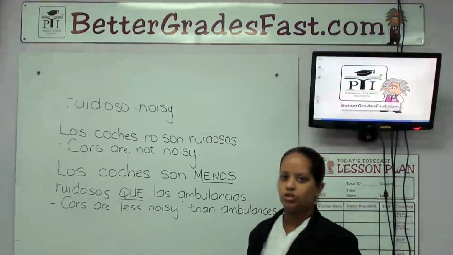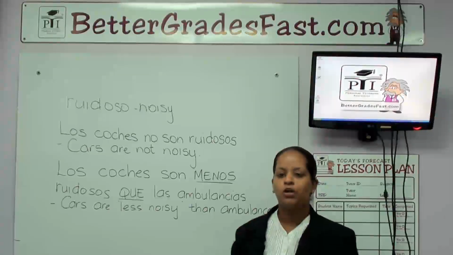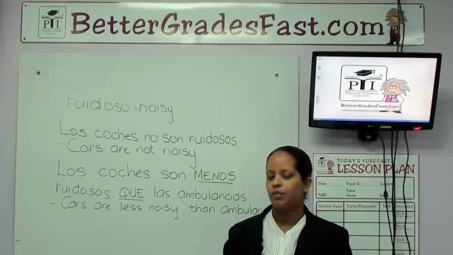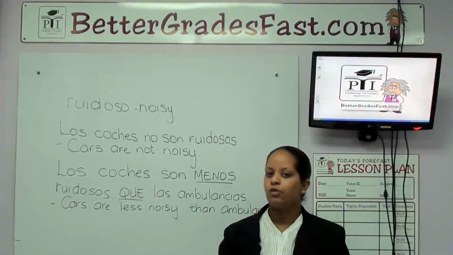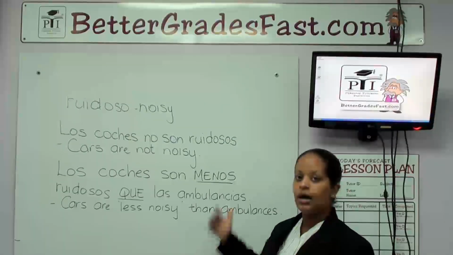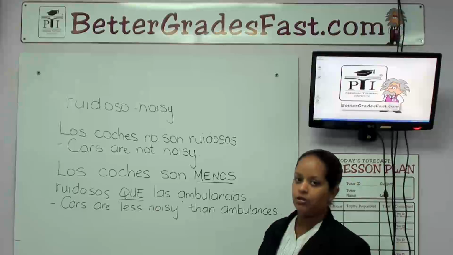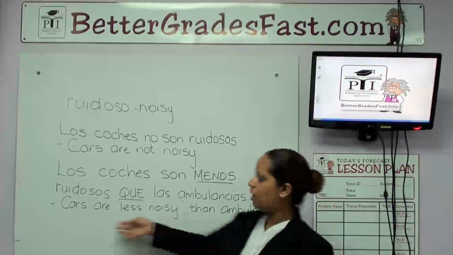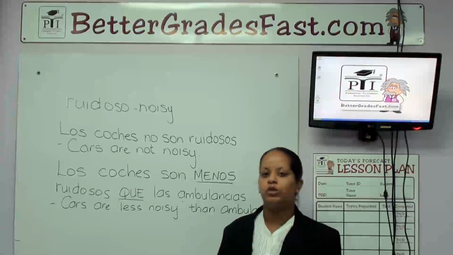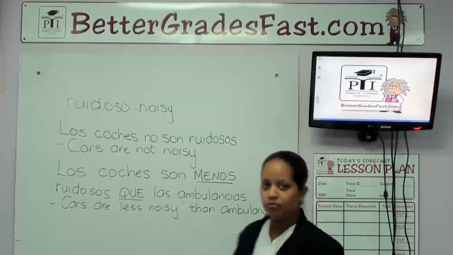Remember that this structure is only used for comparative adjectives, which means when you compare two things. I will show you further when you have to compare more than two things when we are doing superlatives. But remember that más que and menos que only applies to two things being compared. For example, in this case, cars and ambulances. And in the example before, between Jorge and his friend Juan. Let's do one more example for menos que.